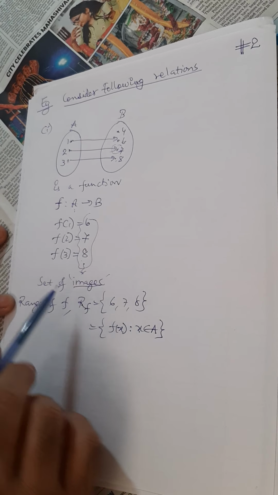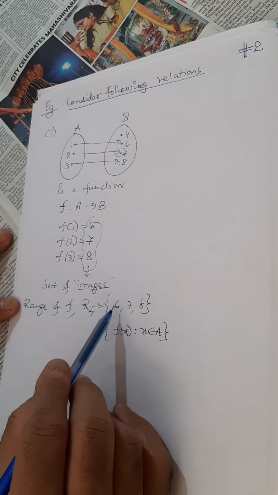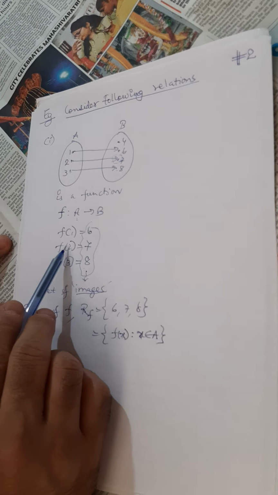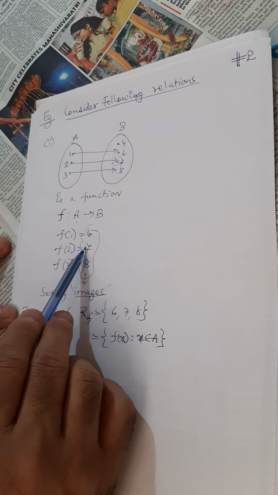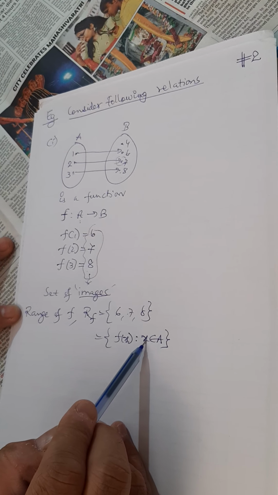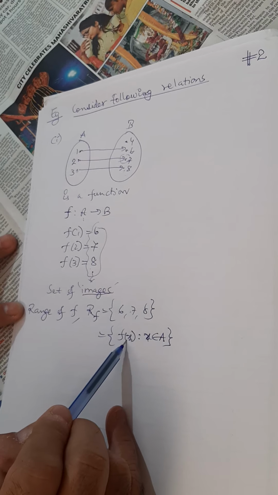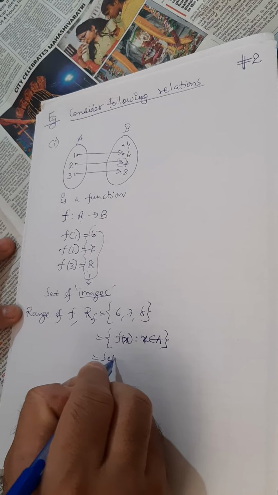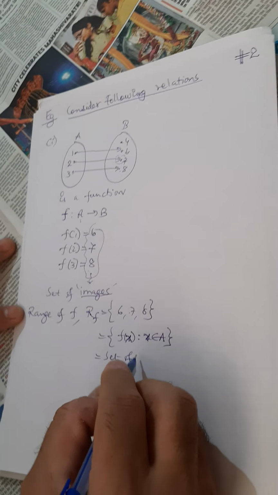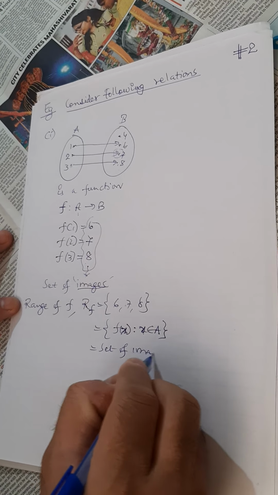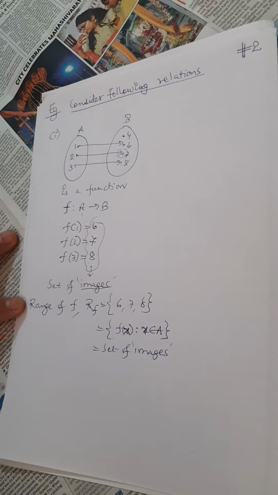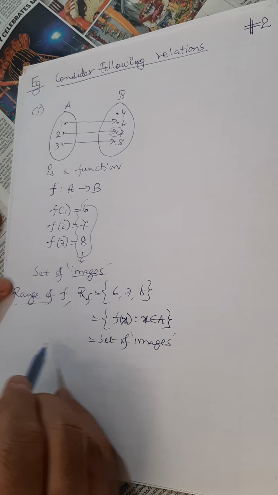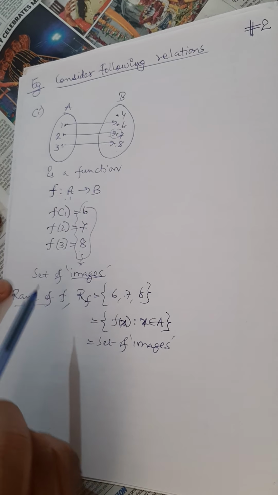So if I take 1 from the domain, we'll get f of 1. What is f of 1? 6. If I take another member from the domain, 2, this becomes f of 2. What is f of 2? 7. If I take third member from the domain, that is 3, we'll get f of 3. What is that? 8. So it is the set of images. So here range of the function is 6, 7, 8. Domain is A, codomain is B, remember.